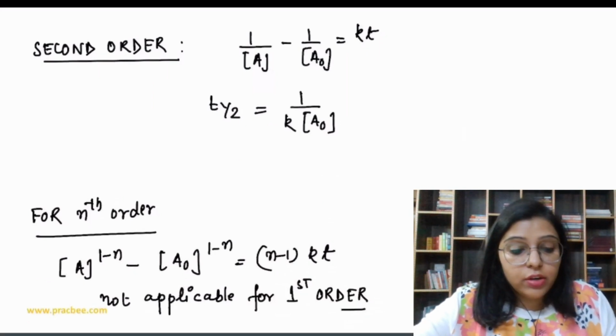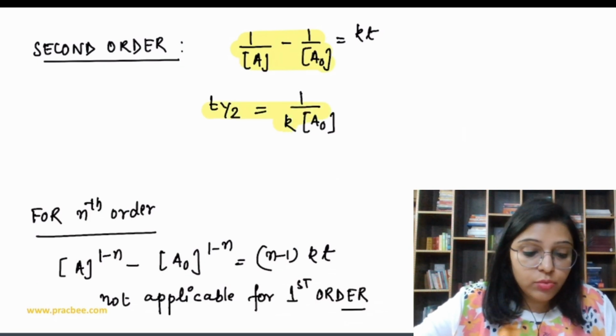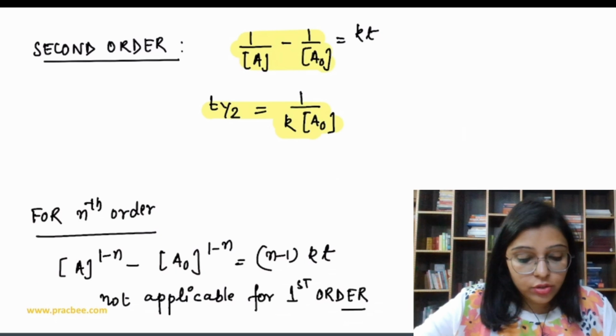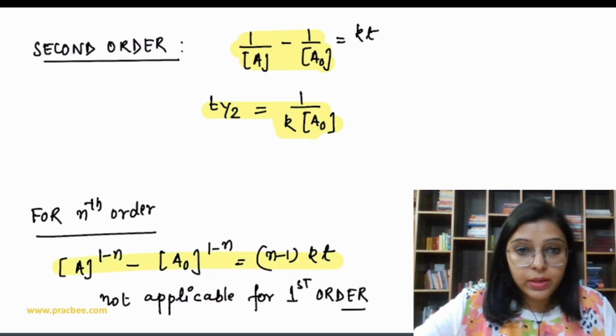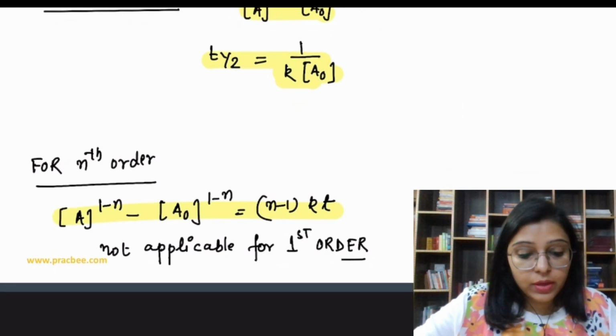Now we have the second order reaction. For that, 1 by final concentration minus 1 by initial concentration is equal to Kt, and the T half is equal to 1 by K A naught. For nth order reaction, if you have any nth order reactions, you can use this formula. But that is not applicable for the first order reaction. It is only applicable for other orders of the reaction, right?